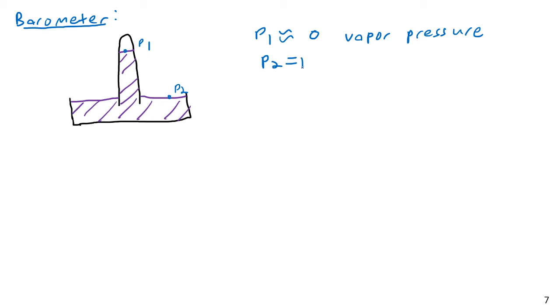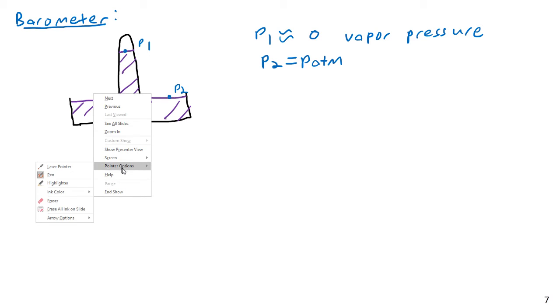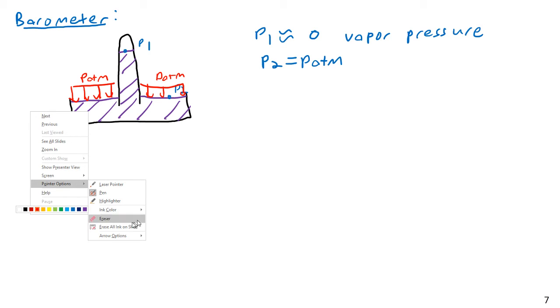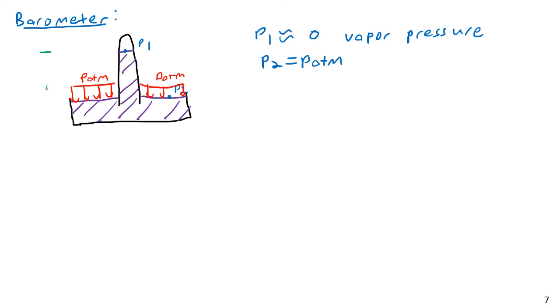P2 is going to be P atmospheric. So what's happening here is that there is an atmosphere. This portion of the fluid is exposed to the atmosphere, and P atmospheric is pushing down on the free surface here. But yet we notice this change in height, this difference in height. The fluid is actually forced upward a certain height h.